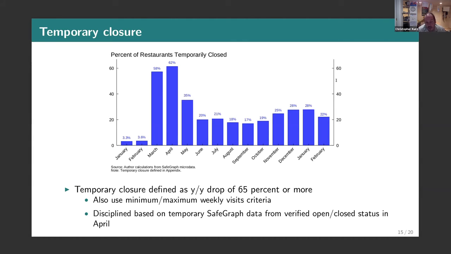And we've also compared these results for establishments that we know have closed, and it looks like what we're seeing when you look at an individual reporting establishment. It's also disciplined based on some SafeGraph information that they have on temporary closures.